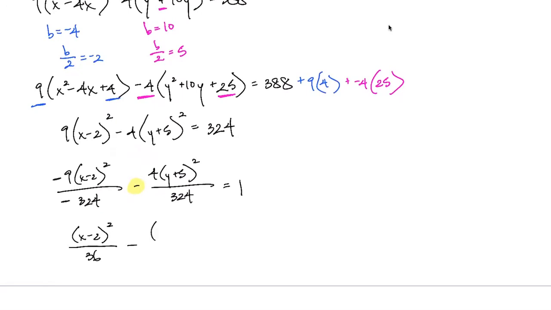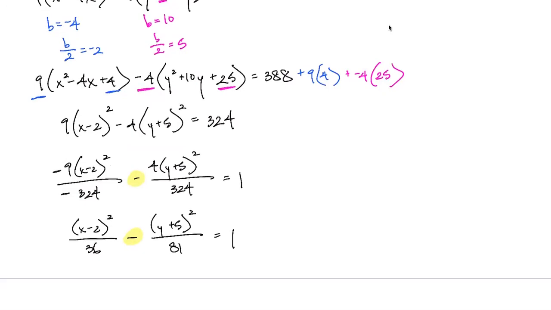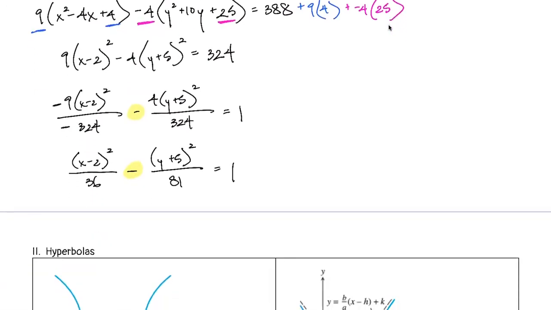Now, what two numbers am I going to divide to get my reduced fraction for the second part? 324 divided by 4. Good. And when you do that, we should get 81. Okay. So if we were to fully prepare our equation for graphing, we would get x minus 2 squared over 6 squared minus y plus 5 squared over 9 squared equals 1.